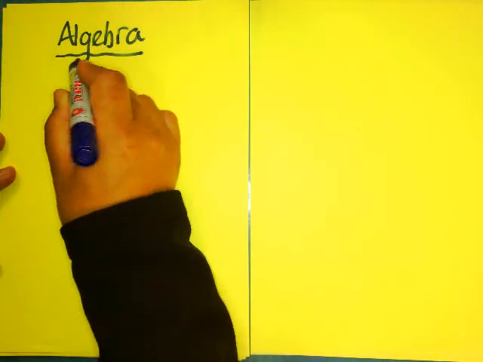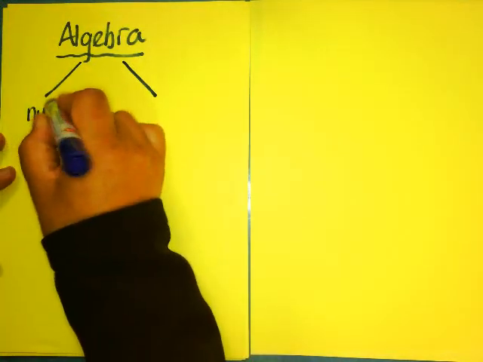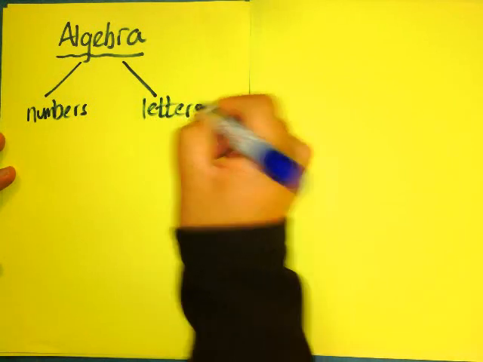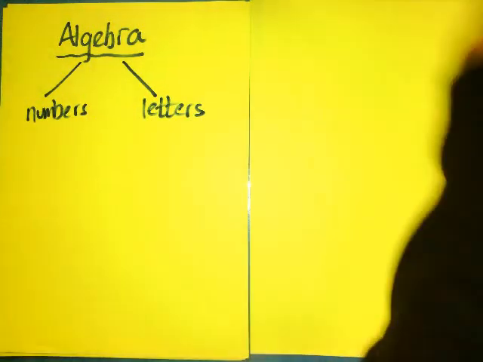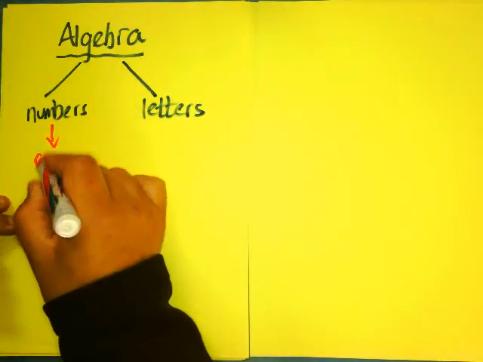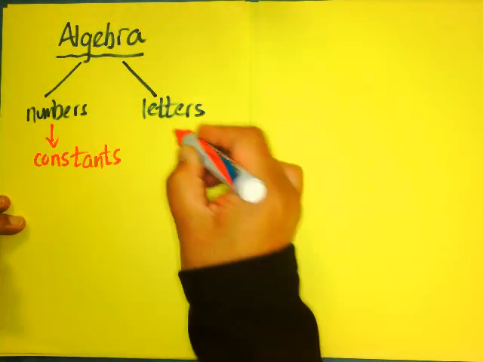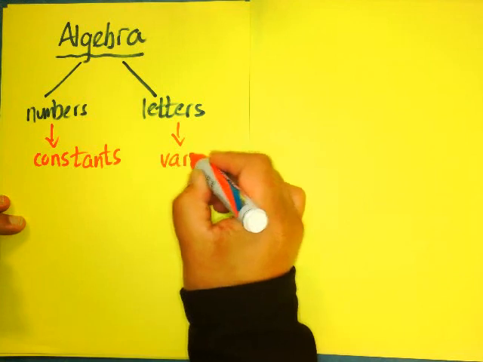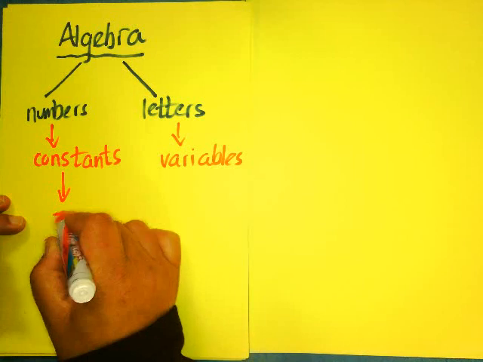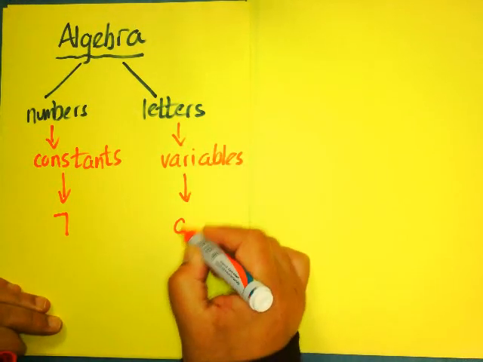Algebra basically consists of, to put it in simple terms, numbers and letters. It's important in terms of terminology. We refer to these numbers as constants and the letters as variables. A constant will then be the number 7 and a variable will be any letter, A.